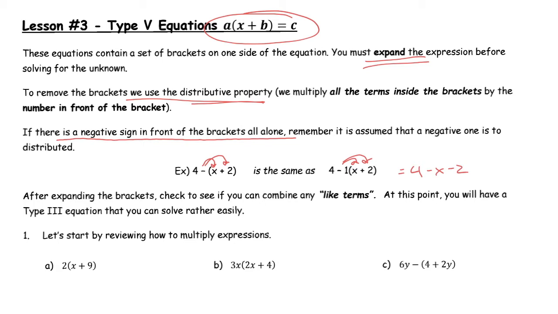And then, once that's done, if you can, you want to combine like terms. And then this becomes the type 3 equation that we've been working on, where we solve it by first moving over the term without the variable and then getting rid of the coefficient. Anyway, let's take a look at some examples so you see how this works.